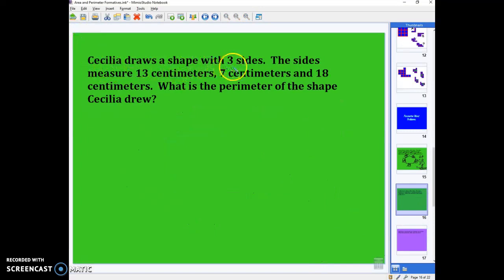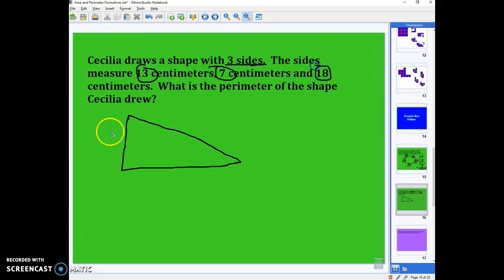Cecilia drew a shape with 3 sides. The sides measure 13 centimeters, 7 centimeters, and 18 centimeters. What is the perimeter of the shape Cecilia drew? Once again, I can just draw this out, just a really rough sketch. I know it says it has 3 sides, so I drew a triangle there. And the sides measure at 13, 7, and 18.